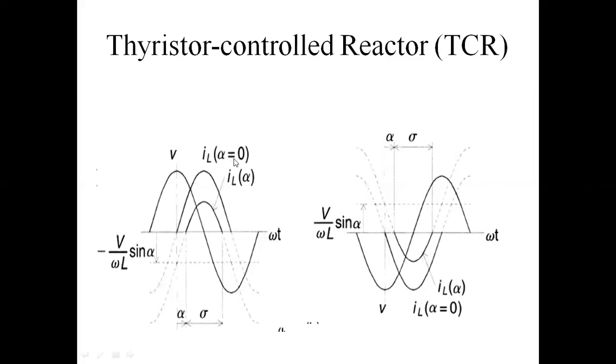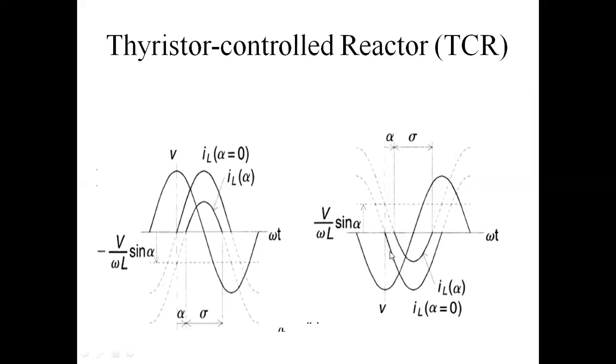For alpha equal to 0 and alpha equal to some angle, the waveform magnitude decreases. When we apply alpha equal to some angle, the magnitude of current decreases. This is the total positive half cycle. Alpha is the firing angle and sigma is the conduction angle. Next, this is the negative half cycle controlling thyristor. This is alpha, the firing angle, and sigma is the conduction angle. This is thyristor T1, and this waveform is controlling thyristor T2.